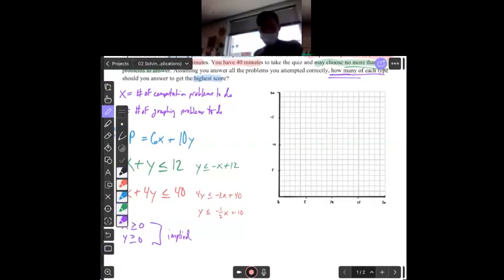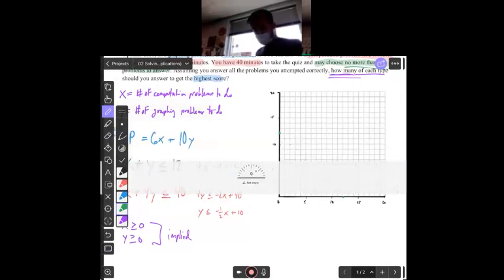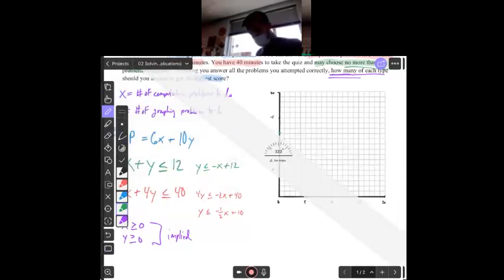So with the green inequality here, it says the y-intercept is 12, so I'm going to start at 12. It says the slope is -1, so down 1, right 1. If I'm going down 1, right 1 each time, I should end up at 12 on the other side as well. So I should go from 12 to 12. And because that's an equals to, that's going to be a solid line, not a dashed line.